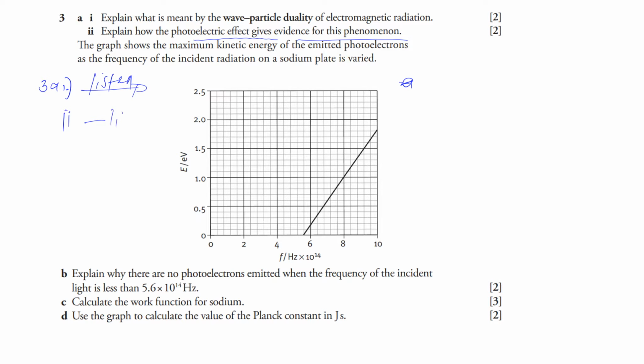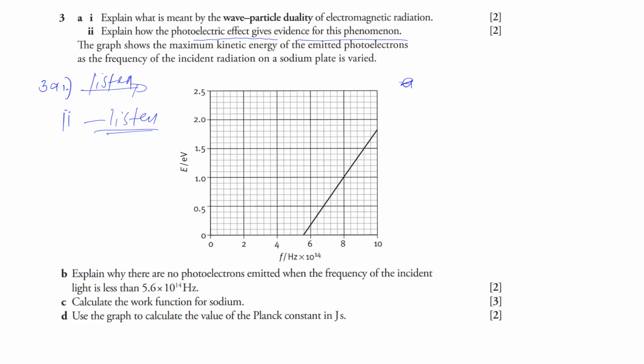Then (ii), explain how the photoelectric effect gives evidence for this phenomenon. I'll give 2 answers also, so please listen to this answer. Radiation below a certain frequency will not produce photoelectrons. Energy of a packet depends on frequency, which is the property of a wave. There you go. That's the answer for a(ii).